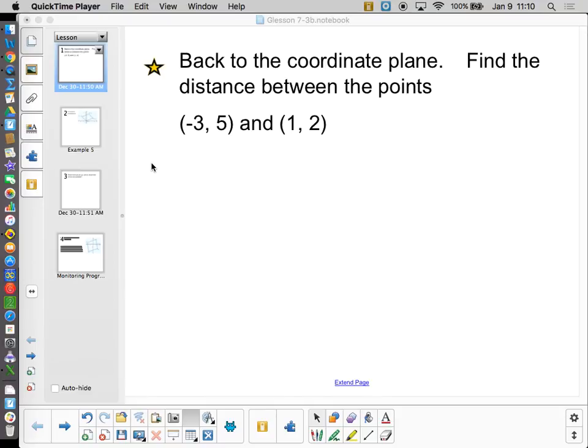Relatively short lesson today, second half of 7.3, working with parallelograms. We're going to work in the coordinate plane, and we're going to start with this question right here for a very quick check-up, remembering the distance formula. So go ahead and solve this problem.